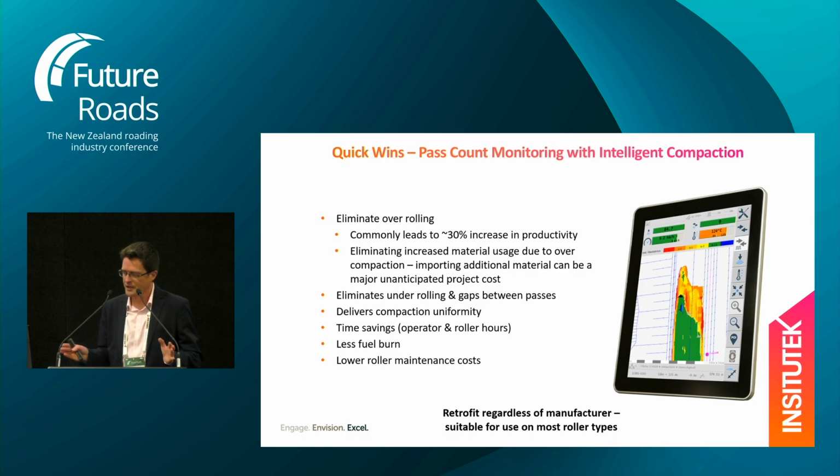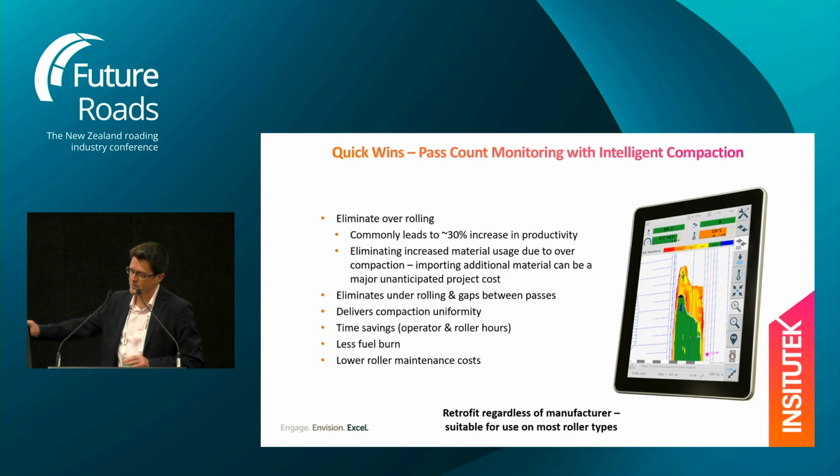All right. So to conclude, from a pass count monitoring perspective, and by the way, we can also include temperature in the mix as well. So that's important. So from a pass count monitoring perspective, essentially what we're doing is to deliver improvements in terms of not over-rolling. In our experience, for example, from a soils perspective, typically that's around 30%.